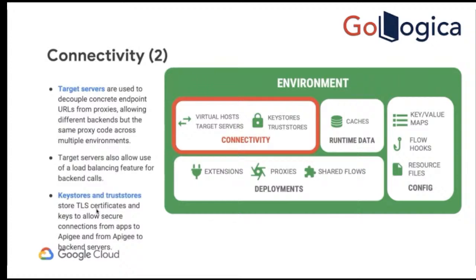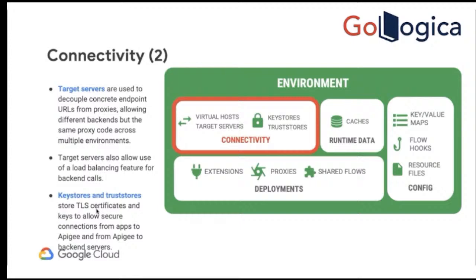And then for connecting to the target, we have the concept of target servers. We create target servers so that we have a configuration for the backend host, backend port, and any certificates required for backend connectivity. Those things are specified in the target server. And Apigee allows the load balancing feature on the backend calls. We will cover this in detail later as well. We will have a separate section for target servers.